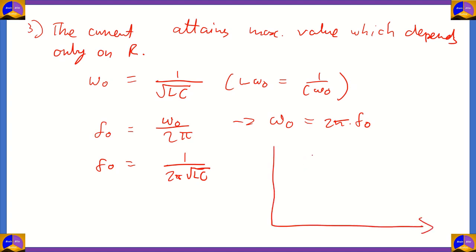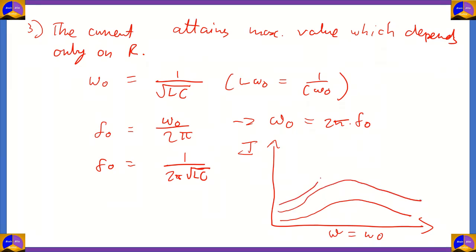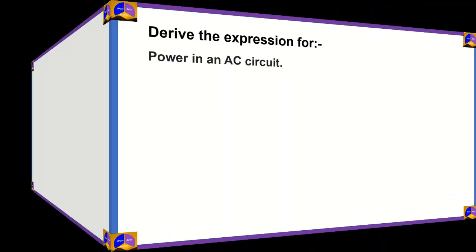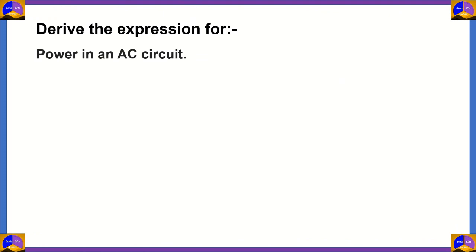So if you're drawing the figure for this, then you have current and then you have omega equals omega naught. So as the current increases, there will be this change in value as we progress through the circuit. So the maximum point for resistances R1, R2, and R3 always occur at omega equals omega naught, the maximum value of the current. After that, it starts decreasing. So this is the derivation with respect to the resonance in LCR series circuit.